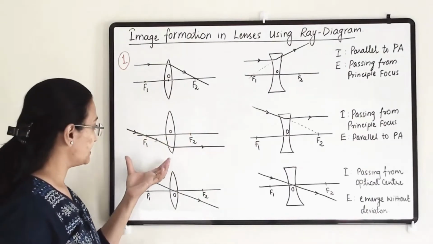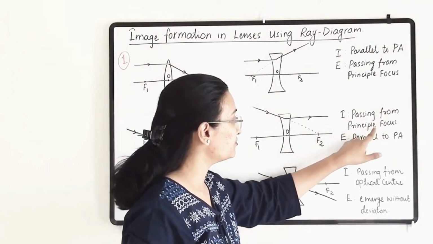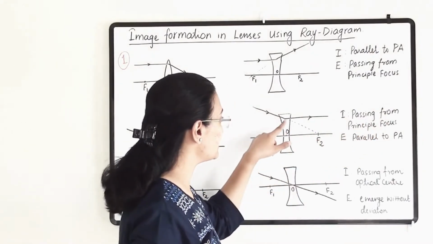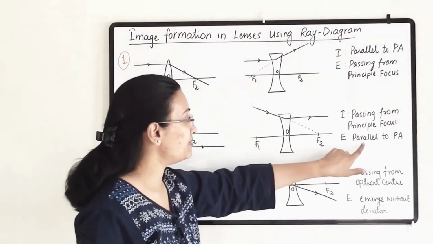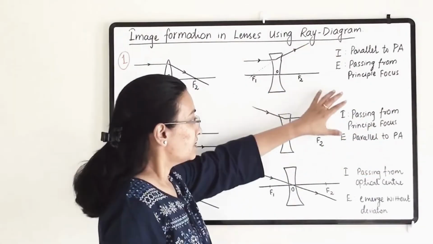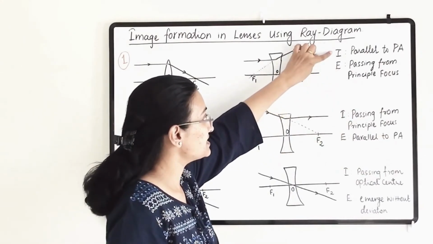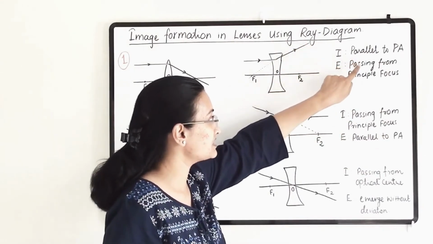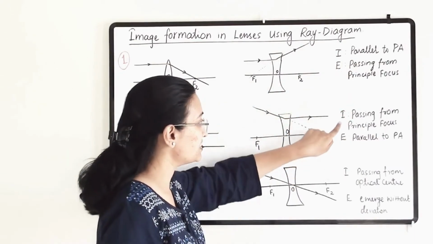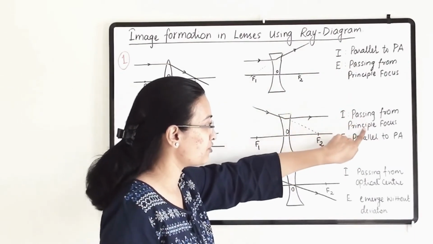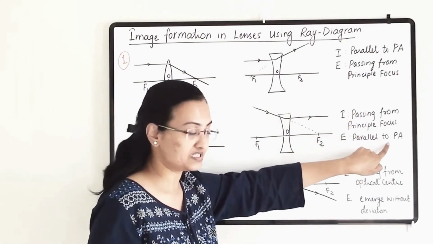Now in the second case our incident ray is passing through the principal focus and then it is refracted by the lenses, so the emergent ray will be parallel to the principal axis. This is the reverse situation of case 1. Here the incident ray is parallel to the principal axis and the emergent ray passes through the principal focus, whereas here the incident ray passes through the principal focus and the resultant ray will be parallel to the principal axis.